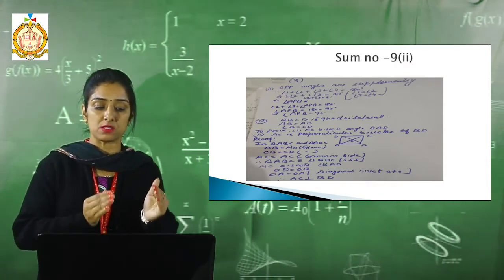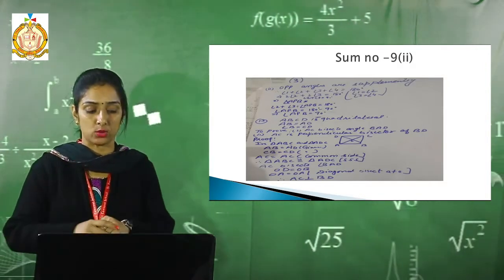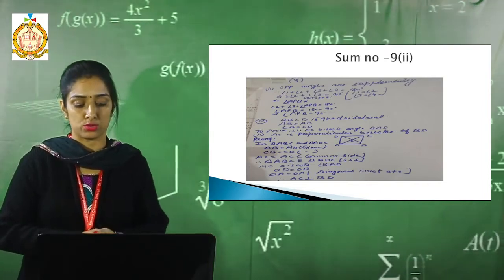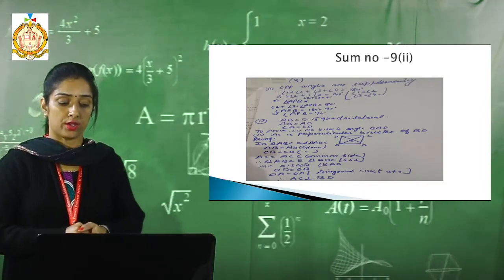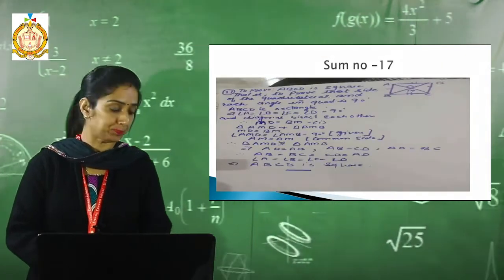Now by CPCT we know that if the triangles are congruent, then all its corresponding parts are equal. So OD is equal to OB and OA is equal to OC. Therefore the diagonals bisect each other, therefore AC is perpendicular to BD.